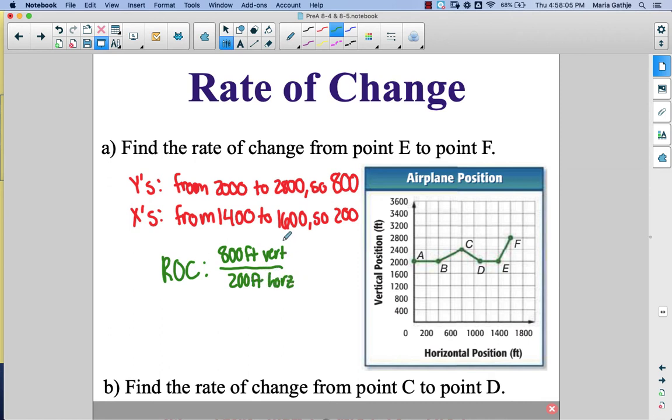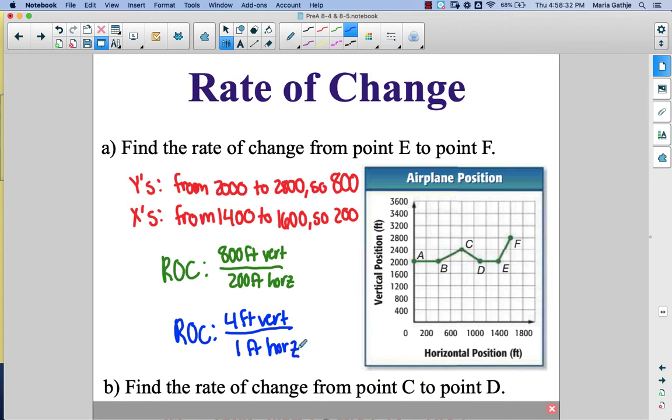When you do this, now you look at your fraction and say, can I reduce that? In this case, we can. We can divide both values by 200. So your final answer for the rate of change between point E and point F is going to be 4 feet vertically for every 1 foot horizontally. And you want to make sure you put these labels on your rates so you know what you are talking about.